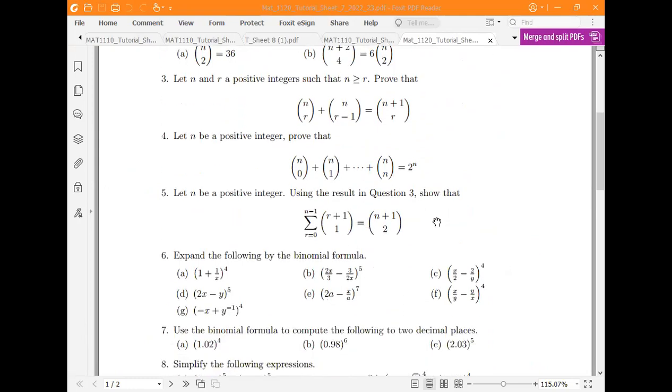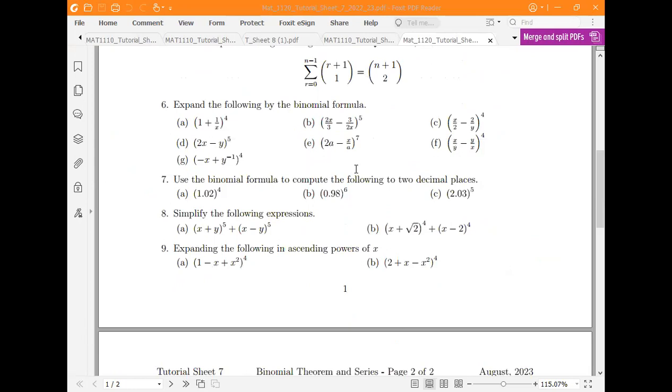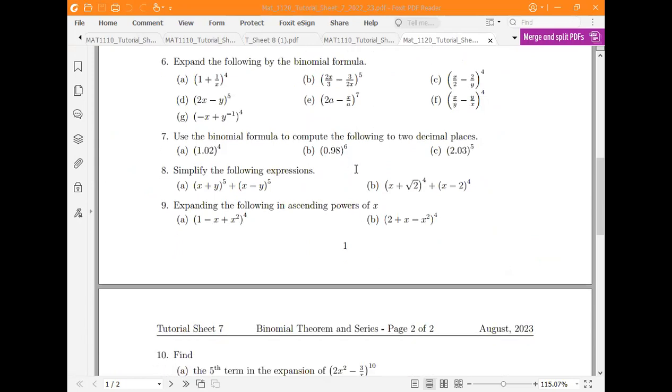We said question 3 and 5 are not to be discussed today. We move to question 6. Question 6 is saying expand the following by binomial formula. I think you can just do it; you found it very smooth. So let's add that the binomial formula is being talked about.